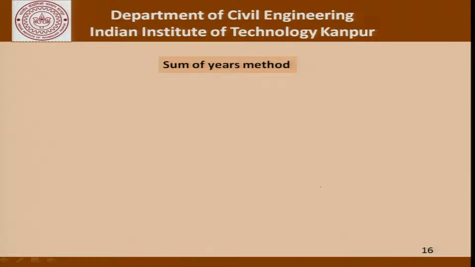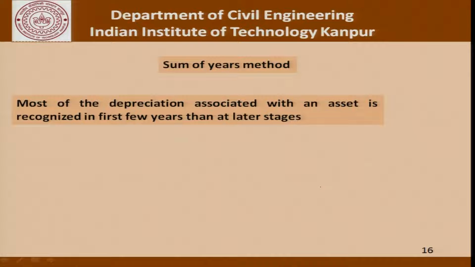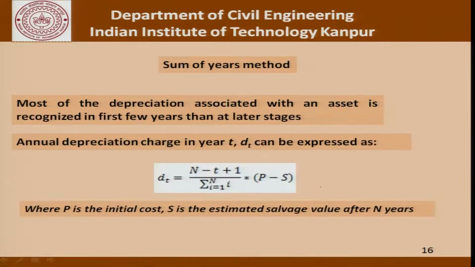The sum of years method is another method of determining the depreciation every year and also finding the book value with a similar concept. Here, most of the depreciation associated with an asset is recognized in the first few years than at later stages. The annual depreciation for a year T is given as the formula here. What it is basically doing is that if we have N years as the service life, so for the sake of argument and illustrative example, let us take an asset which has a 3-year service life. So, the sum of years method says that if we add the sum of years of the service life, this will become 3 plus 2 plus 1, which is equal to 6.